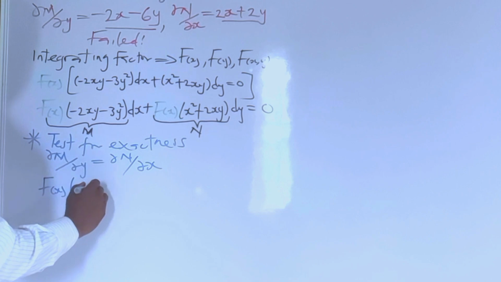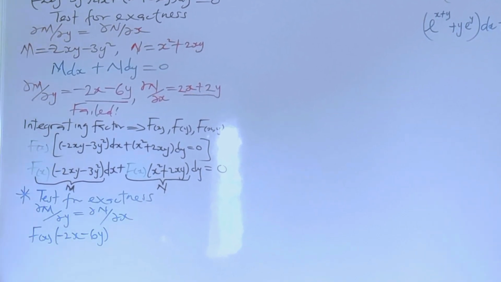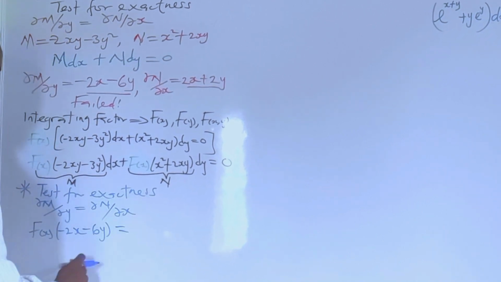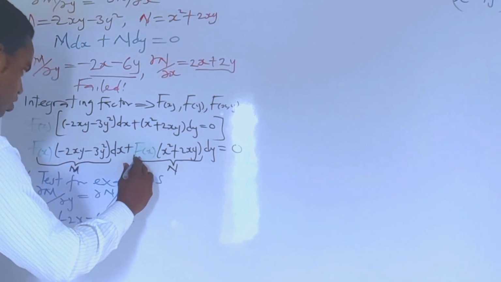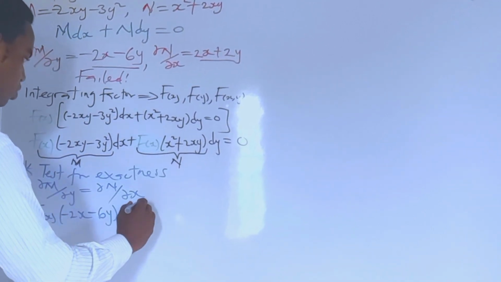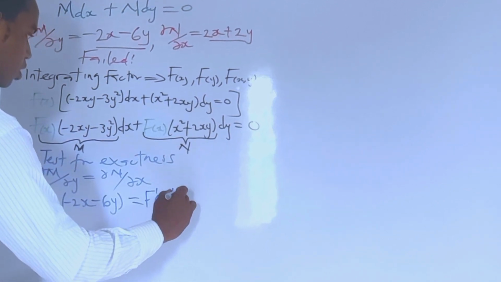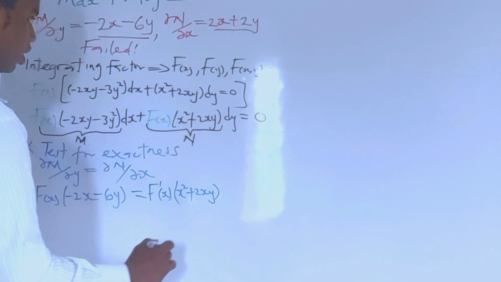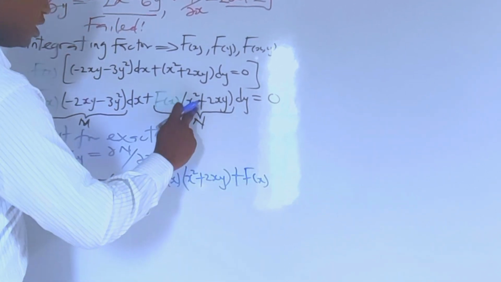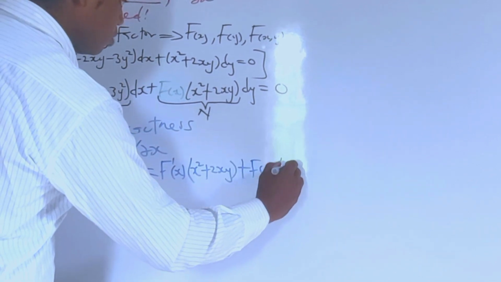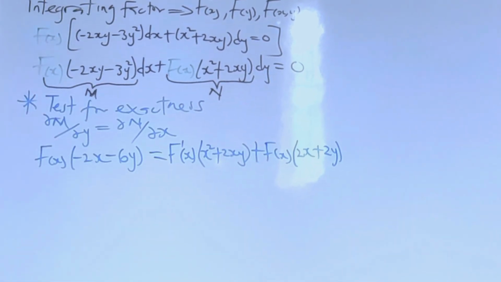So we have negative 2xy minus 3y squared to differentiate. That will be negative 2x minus 6y, right? So this should be equal to the partial derivative of N with respect to x. Now, this is a product function, right? So you take the derivative of f of x, and you leave x squared plus 2xy alone. Then you add to it, this time leaving f of x alone, and you take the derivative of x squared plus 2xy. And that's going to be 2x plus 2y, right?